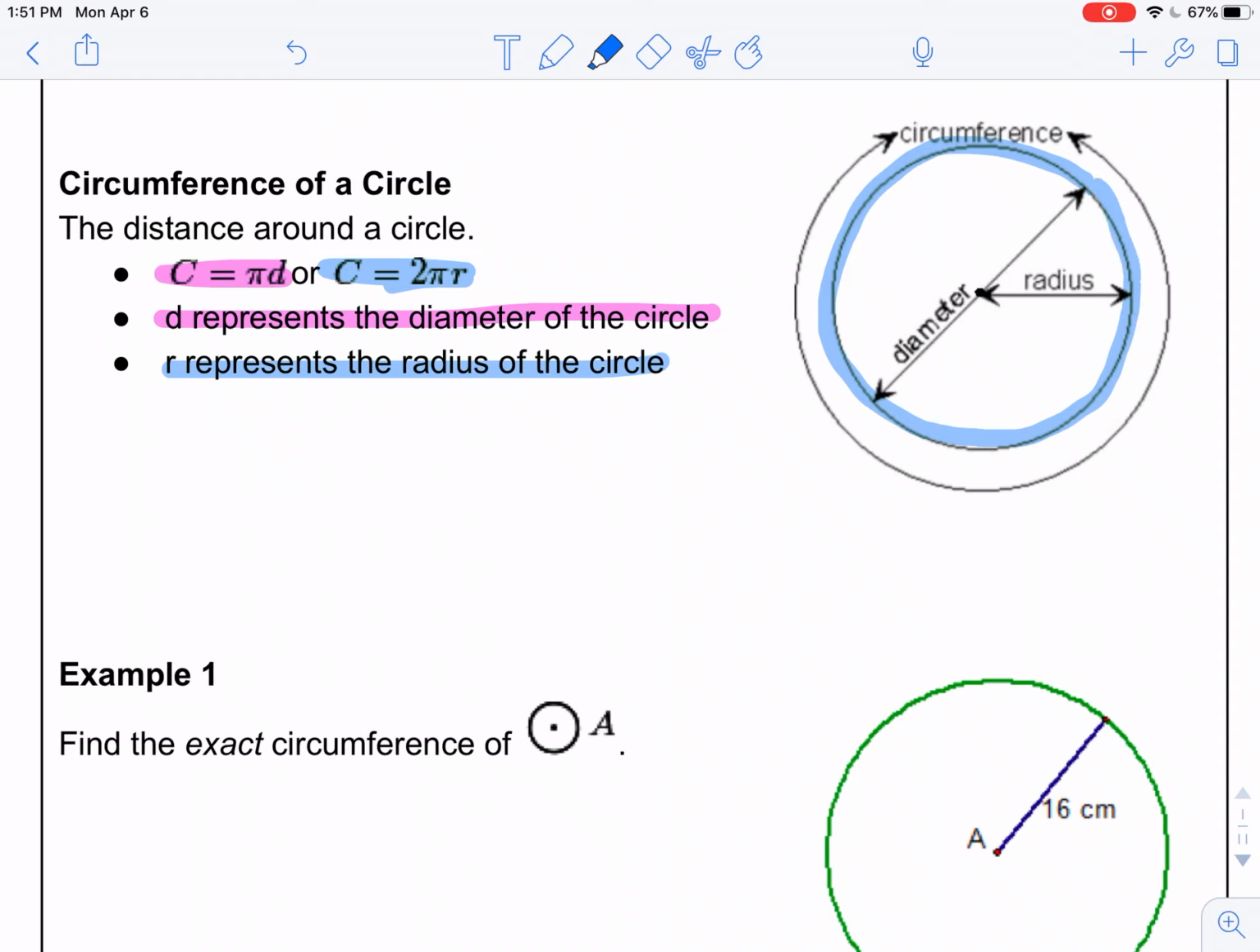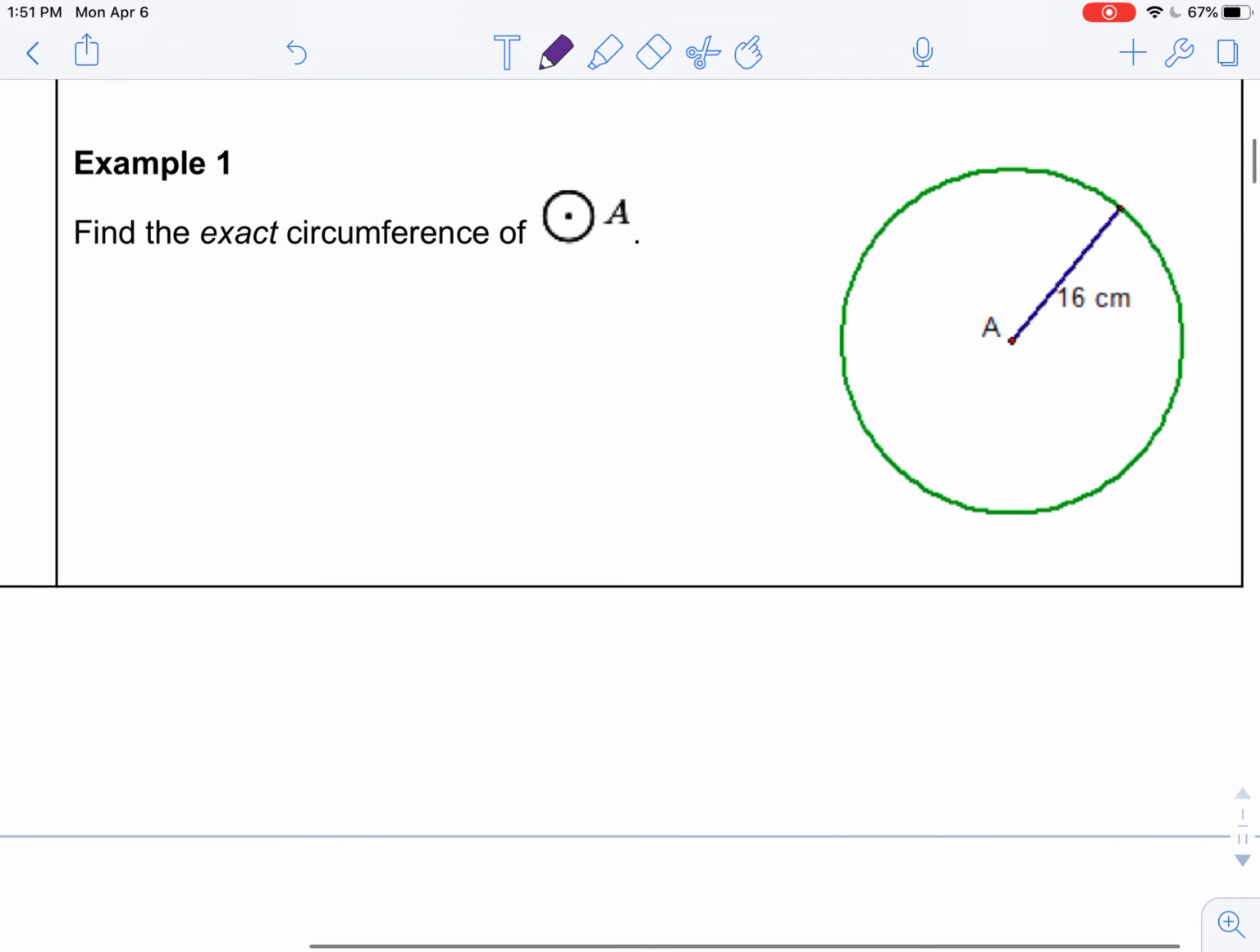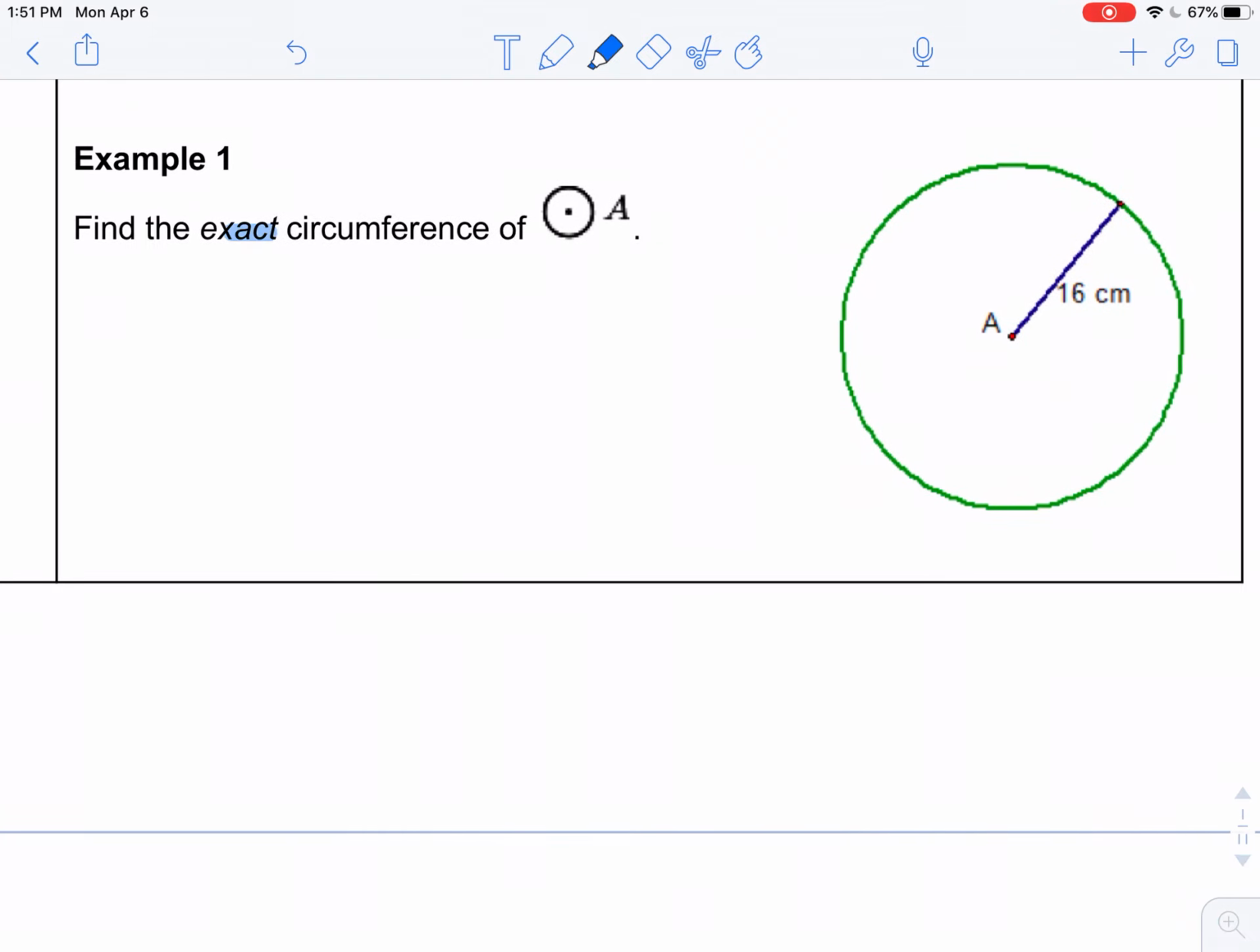All right, so cruising ahead. Example 1 asks us to find the exact circumference of circle A. Now remember, exact means no funky decimals. So we might have some different symbols hanging out in there. Remember, circumference we can either think of as 2 pi r or we can think of as pi d. In this picture, I recognize that 16 centimeters is my radius. So I'm going to choose to use this formula on the left.